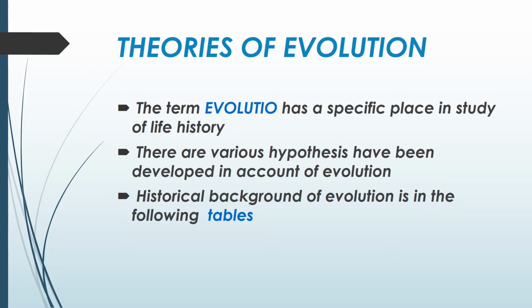So here different hypotheses have been developed in evolution. An outline of the historical background of evolution is here. The term evolution has a specific place in history. There are various hypotheses about evolution. The historical background of evolution is in the following tables.